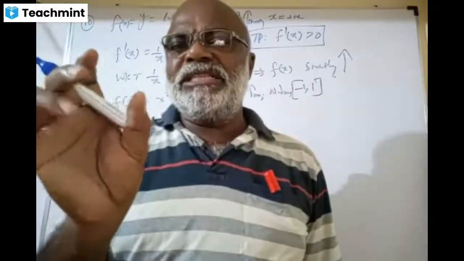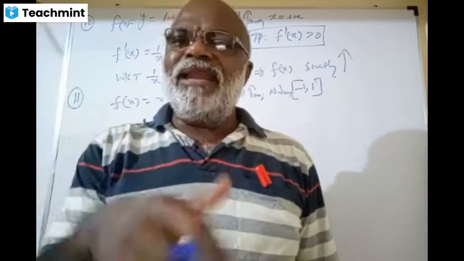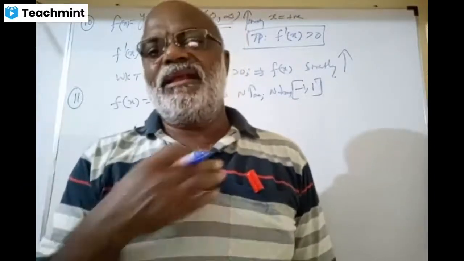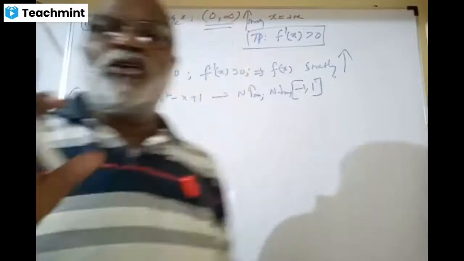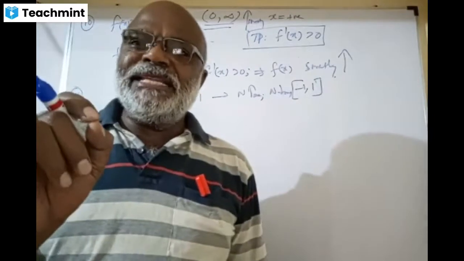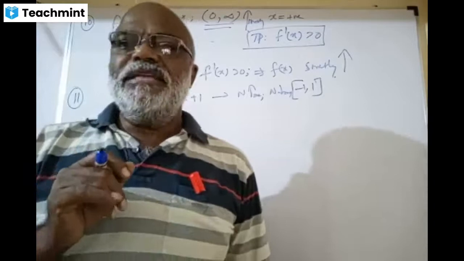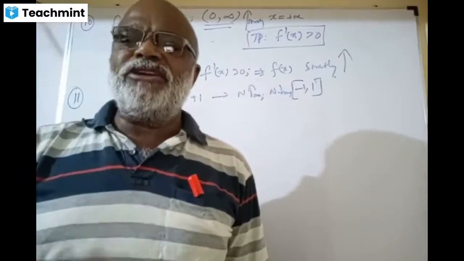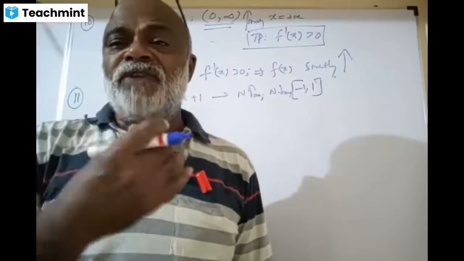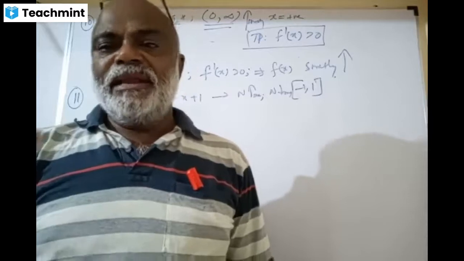Neither strictly increasing, that means what? You can split the interval minus 1 to 1 into two intervals. In one interval it may be increasing, in the other interval it is decreasing. Therefore, you can say that it is neither increasing nor decreasing. Throughout this interval, the nature of the function is not uniform. That's why you are able to say that it is of the nature of neither increasing nor decreasing.